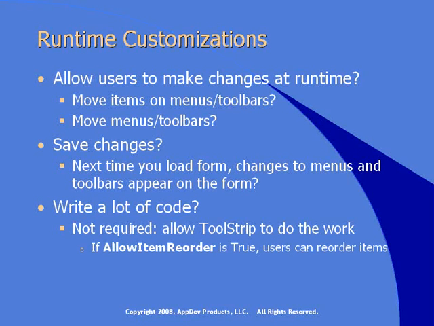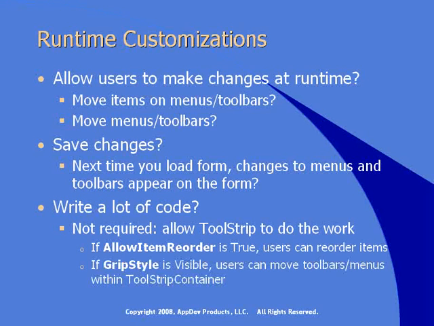If the Allow Item Reorder property is true, users can reorder items. If the grip style property is visible, users can move toolbars and menus within the tool strip container. You just have to write a little code to save and restore the customizations. Let's try a demonstration that shows off this behavior.